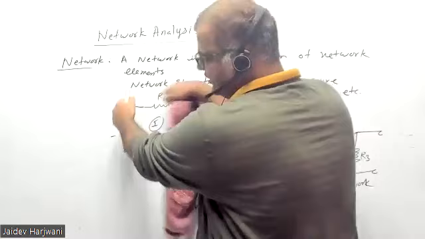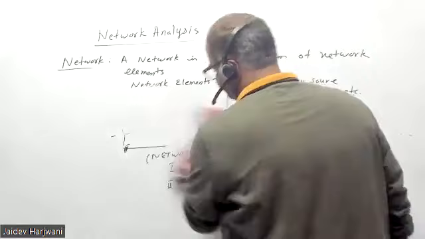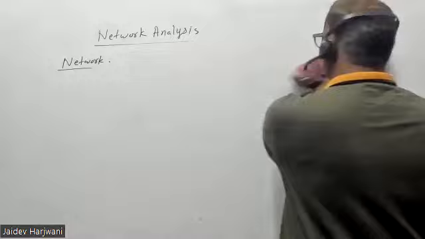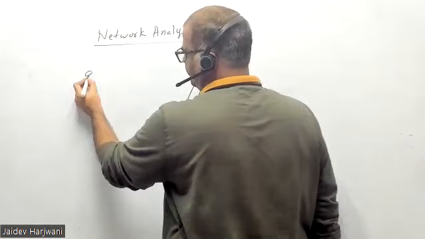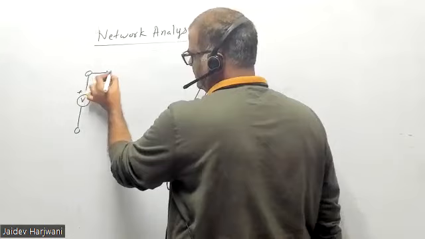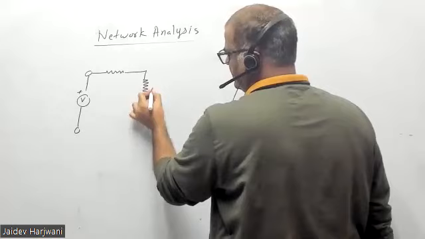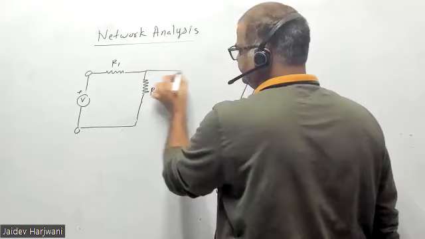Okay, so let us discuss networks in detail now. I am putting a voltage source. See, this is the resistance. This is R1, R2, say this is your R3.